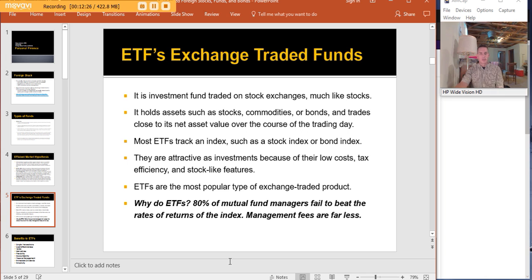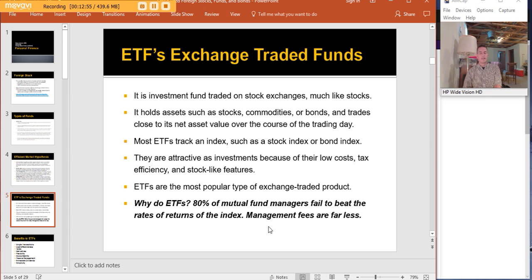And that gets us into exchange-traded funds. Now, exchange-traded funds are an investment fund traded on a stock exchange just like stocks are. Their prices change just like stocks. And it holds assets such as stocks, commodities, bonds. You can get it for just about anything. And it trades close to its net asset value over the course of the trading day. And think of net asset value as the valuation or intrinsic value.